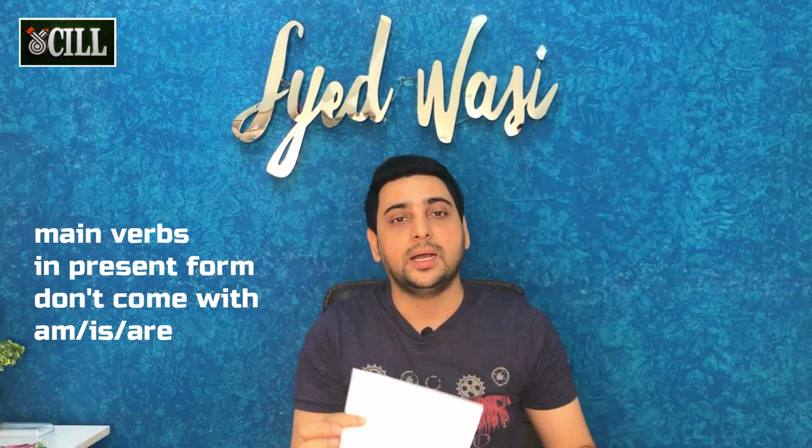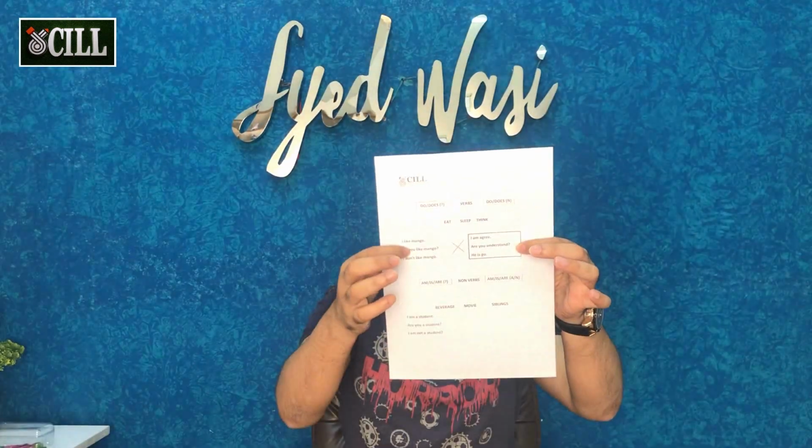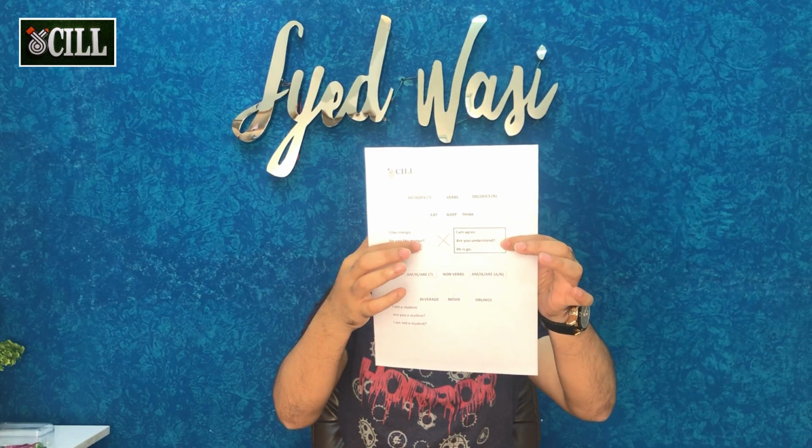Do is for, I hope you know, those who are not third person singular number, like you, we, they, and does for singular number. For example, does he think? Does he eat? And also I have given some examples like I like mango, do you like mango, I don't like mango.